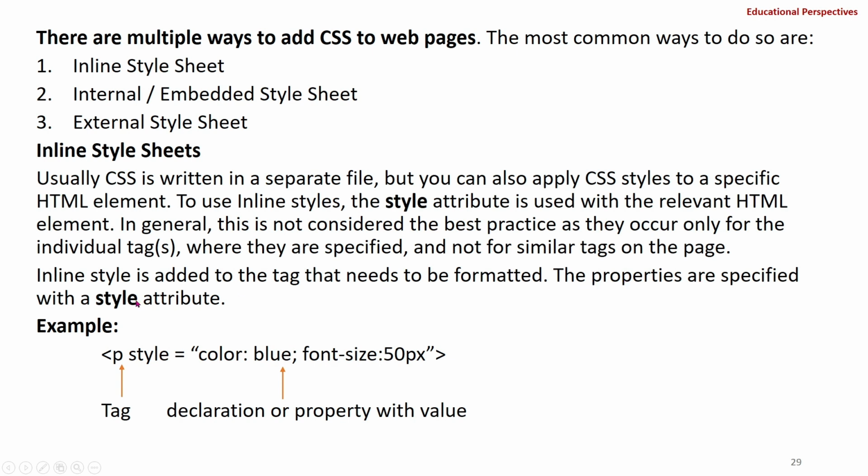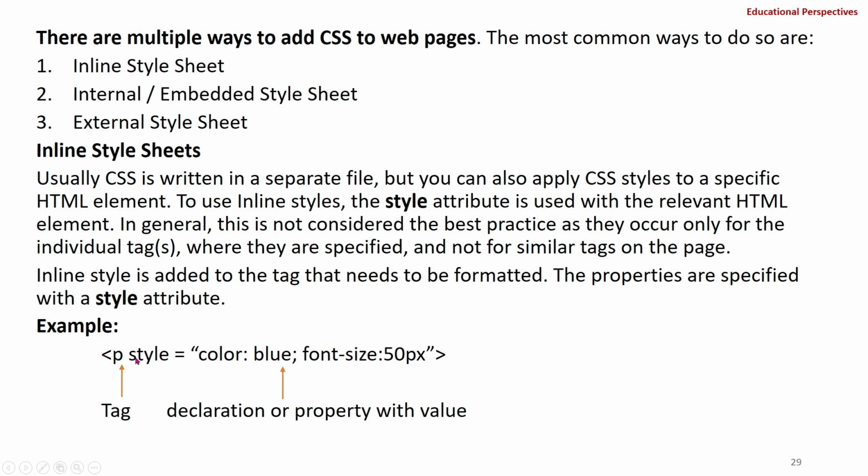The properties are specified with the style attribute. This style keyword is used with every attribute. So here is an example. With paragraph, I have specified the keyword style equal to, which is a compulsory word to be added while specifying each and every inline style sheet inside our tags.